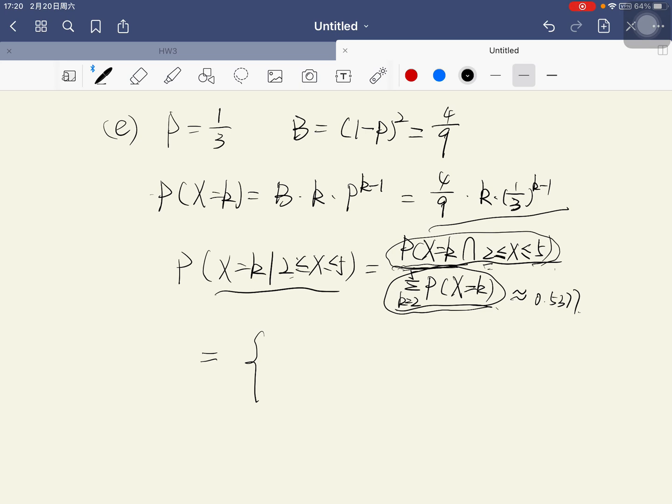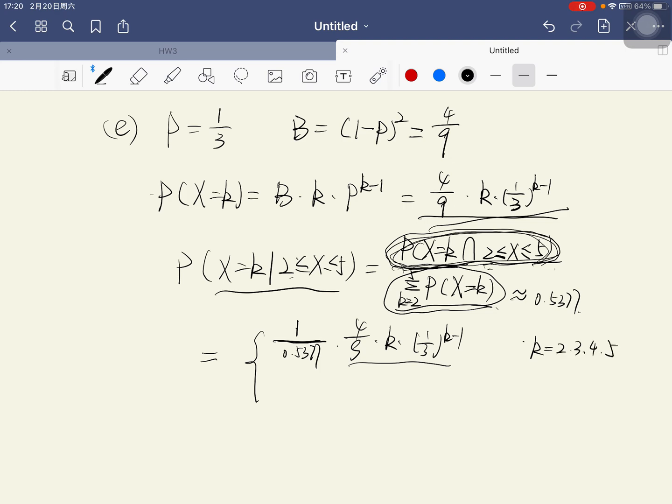So we could write this probability as 1 over 0.5377 times the probability of X equals k, which is this function. And for this condition, k is from 2 to 5, and otherwise the probability is 0.